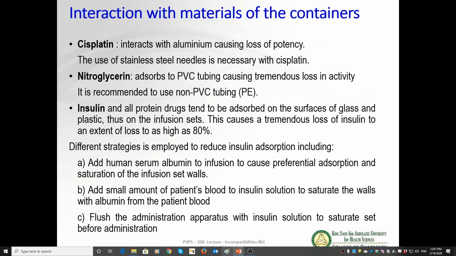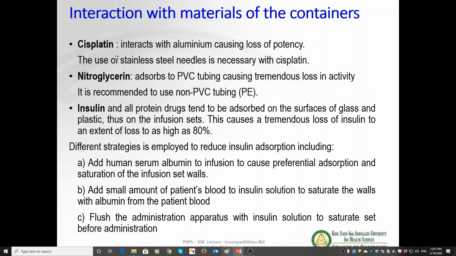The last thing is interaction with the material of the container. We mentioned interaction in the same syringe, in the same IV set, in the same solution, and the fourth category is interaction with the device, with the material, with the container. There are a number of interesting examples and recommendations that tell you this is very critical.